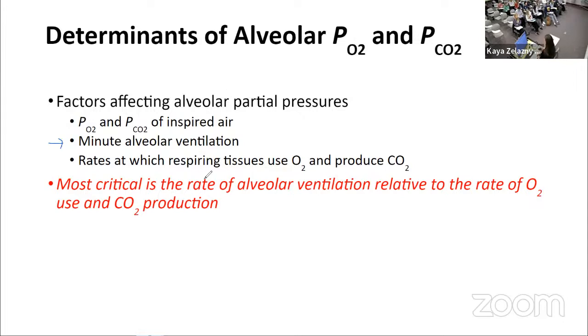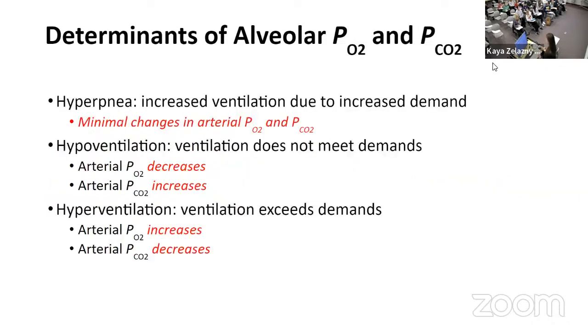And then the rate at which you're using that oxygen and producing carbon dioxide makes a difference on the tissue end, okay? So the most critical thing here is going to be matching how fast you're breathing, essentially matching the rate of alveolar ventilation to how much oxygen and carbon dioxide you're using and producing. So if you're using a lot of oxygen, you're going to want to breathe more quickly so that you get more oxygen, essentially. Okay. All right.